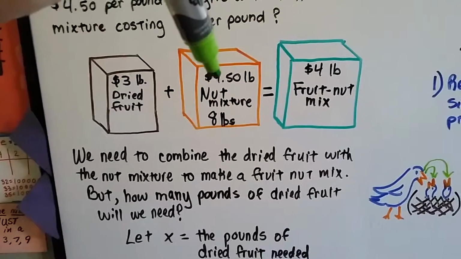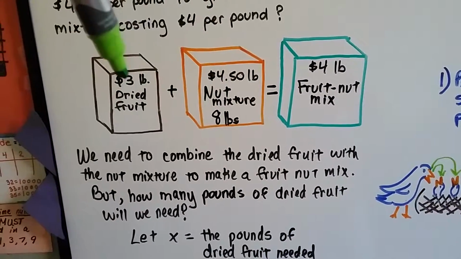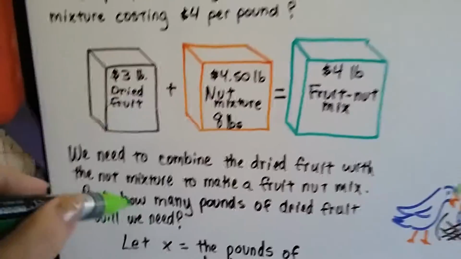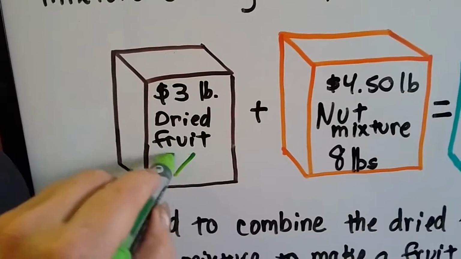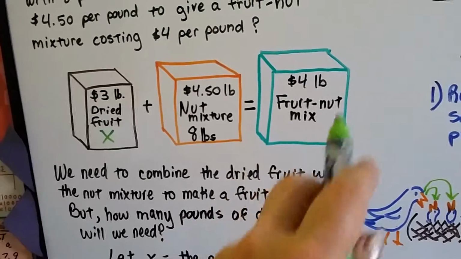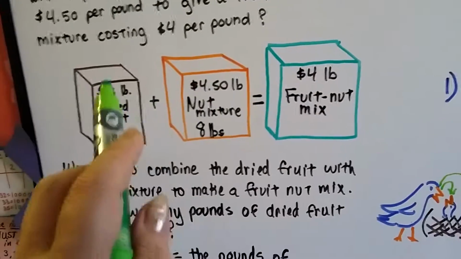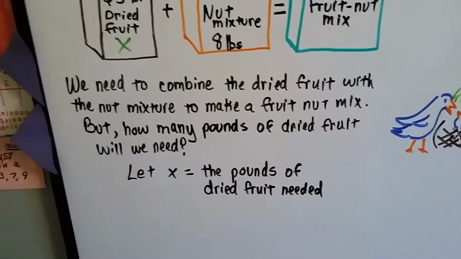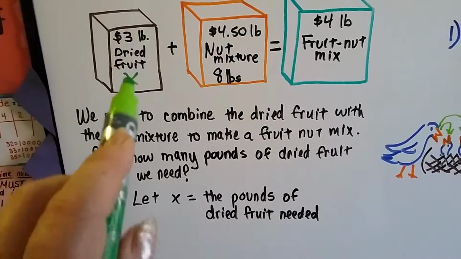Well, we know that this is $4.50 a pound and there's 8 pounds here. We know that this is $3 per pound, but we don't know the pounds. So that's going to be our x, isn't it? That's going to be our unknown. And then it's going to make this fruit nut mix that, when we add these together, is going to tell us what that is. See? So x is going to be the pounds of dried fruit that we need. So we're going to make our table.